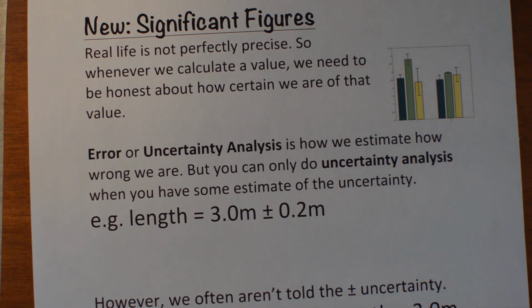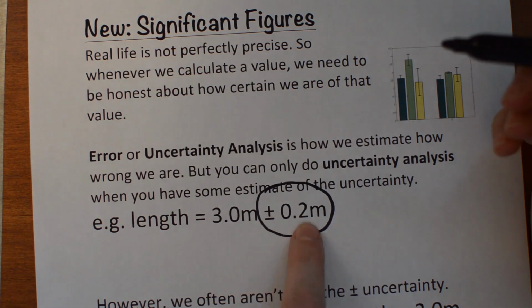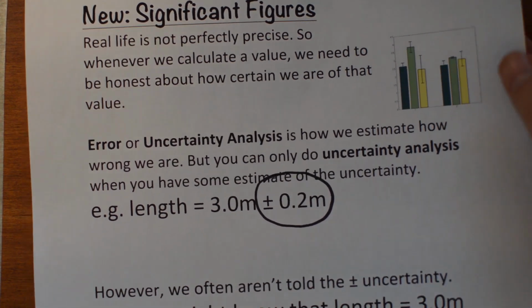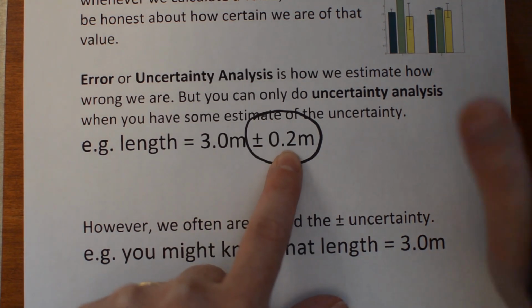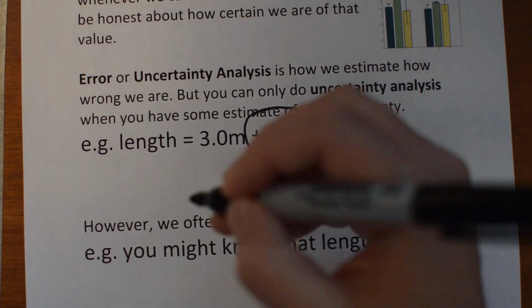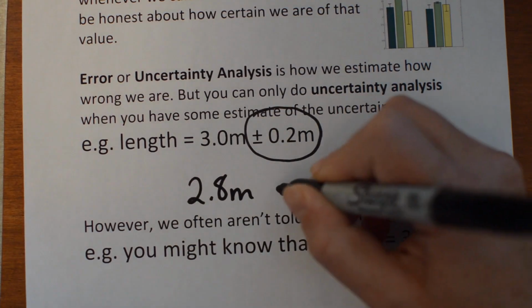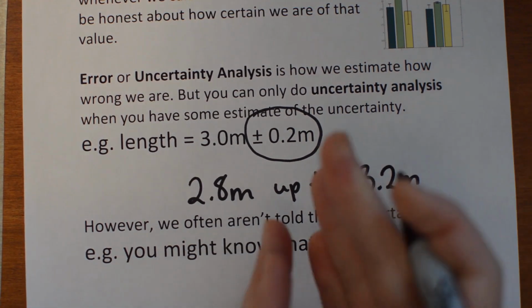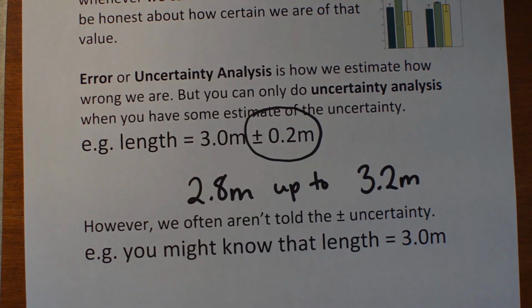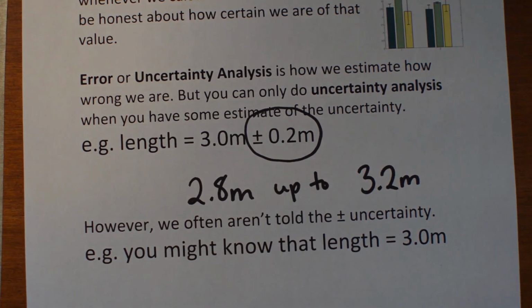So in physics, when you get a little bit further, we're going to have this sort of idea here, this plus or minus bit. That tells you exactly how certain you are of that length. So in this case, I'm not certain up to 0.2 meters. That means the length could be as low as 2.8 meters up to 3.2 meters. It could be 0.2 meters below our estimate of 3 meters, 0.2 meters above. So that's what that uncertainty here tells me.